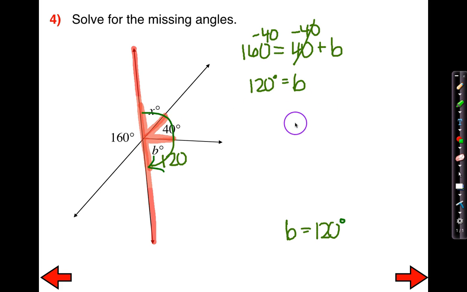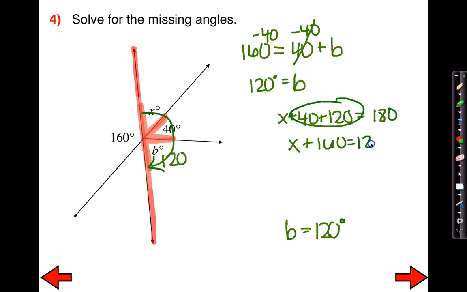So I'm going to write that down. I'm going to say X plus 40 plus 120 equals 180 degrees. So I'm going to combine like terms and say this is X plus 160 equals 180. Subtract 160 from both sides, leaving me with X equals 20 degrees. So here, to answer my question, I'm going to say B equals 120 degrees and X equals 20 degrees. And that would be my answer. So hopefully you got those right.